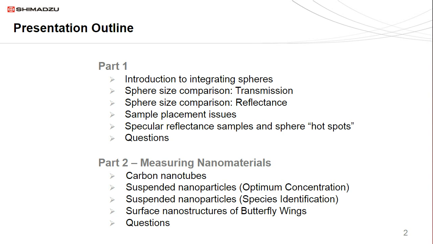Part 2 will deal with applications. We'll first consider carbon nanotubes. We'll look at suspended nanoparticles and see a method for optimizing concentration, and also how we can use it for species identification. Lastly, we'll look at surface nanostructures, and for this, we're going to use butterfly wings as our sample.